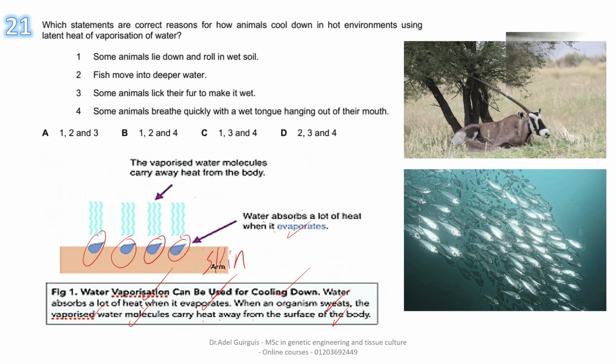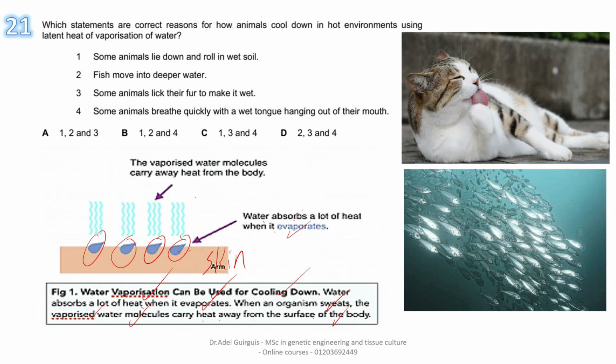Nonsense statement. Okay, what about some animals lick their fur to make it wet, like cats or dogs? They allow their fur to become wet. Thus water droplets from their saliva cool down their body temperature by evaporation, by latent heat of vaporization. So number 1, yes. Number 3, yes. While fish move into deeper water, wrong.